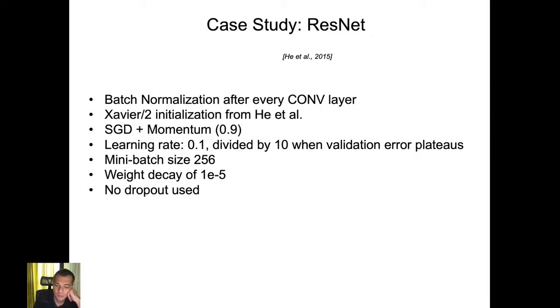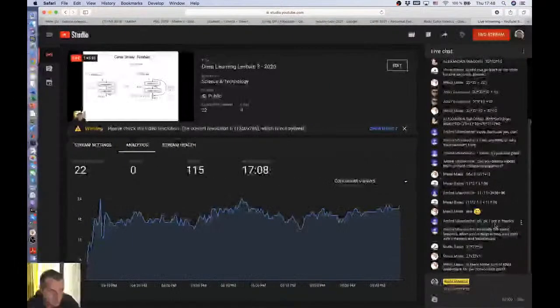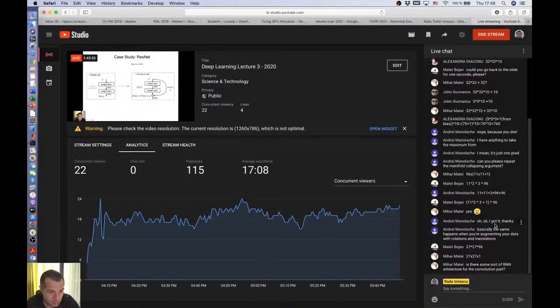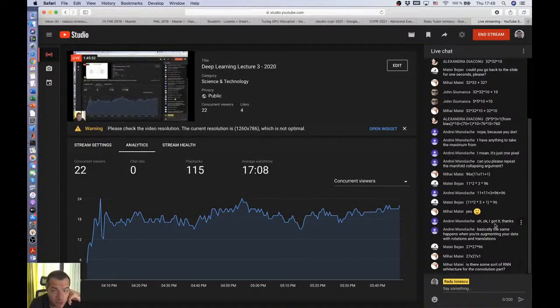Okay, so I'm trying to watch also the time. We have a question about whether there is some sort of recurrent neural network architecture for the convolution part. Not sure what the question is about. So you mean to replace the convolutional layer with some recurrent network?